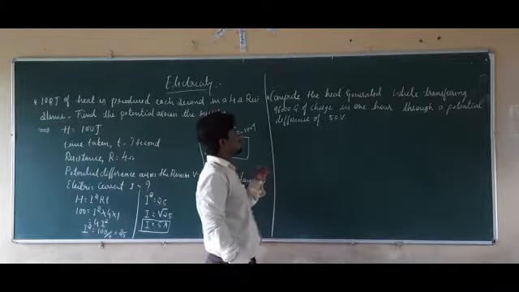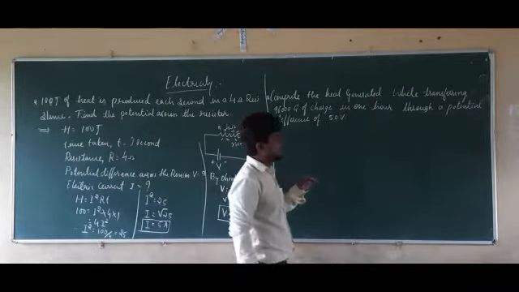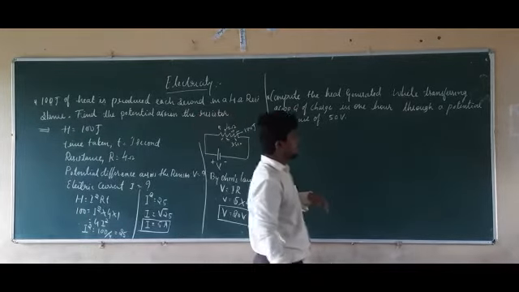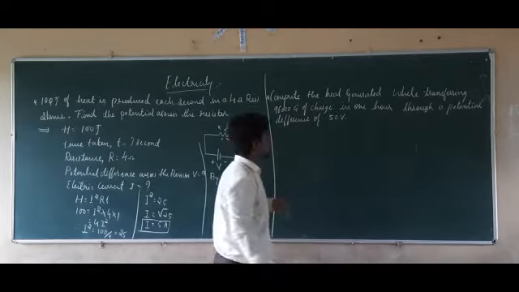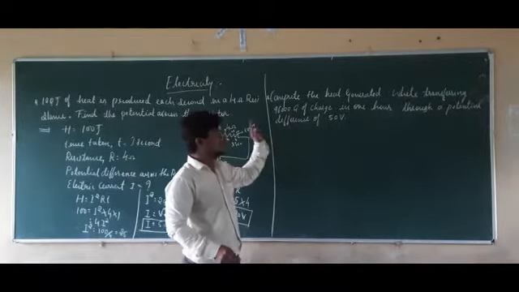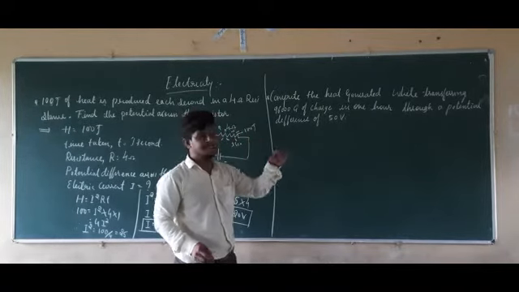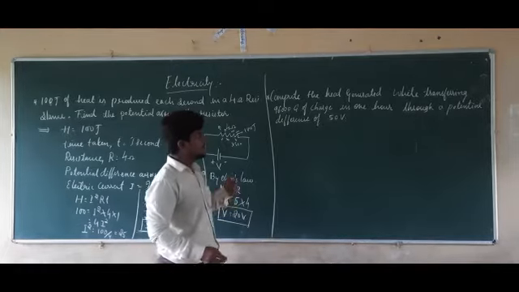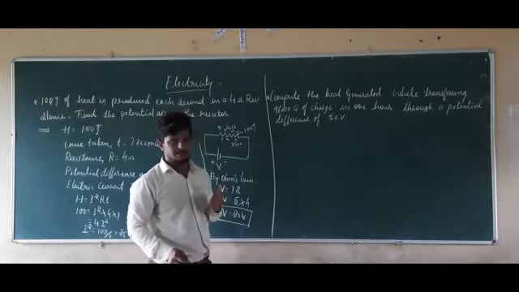The next question is: compute the heat generated while transferring 96,000 coulombs of charge in 1 hour through a potential difference of 50 volt. So what we have to calculate here? We have to calculate the heat.